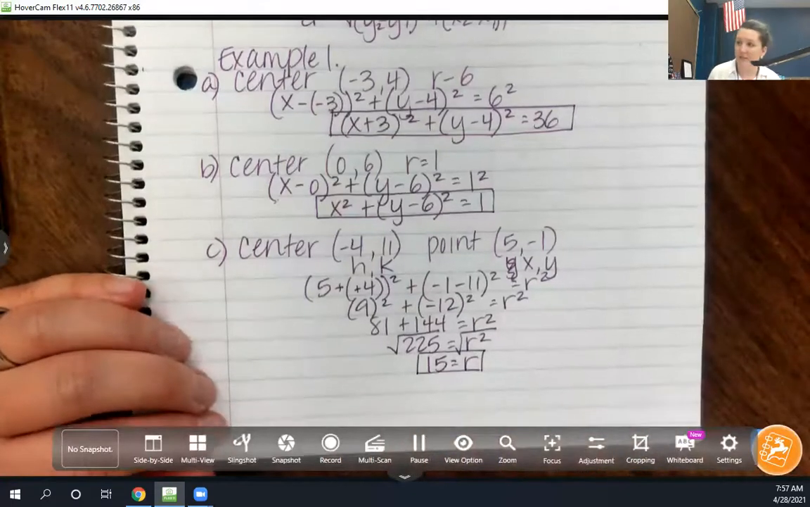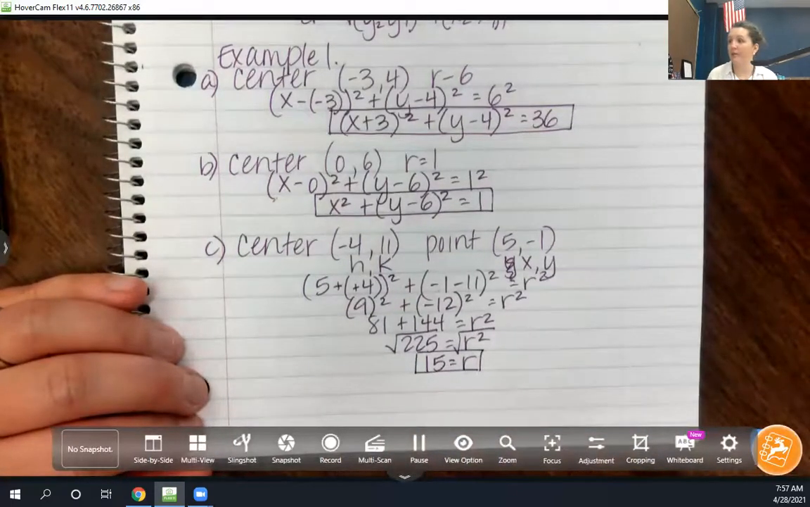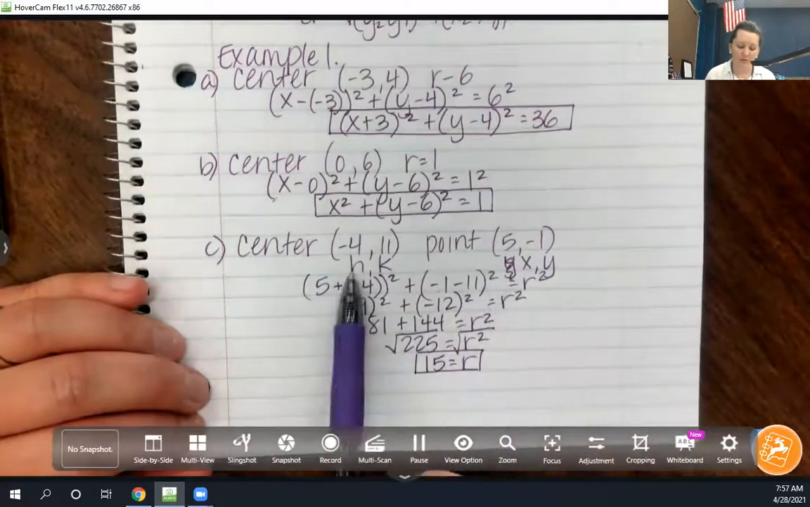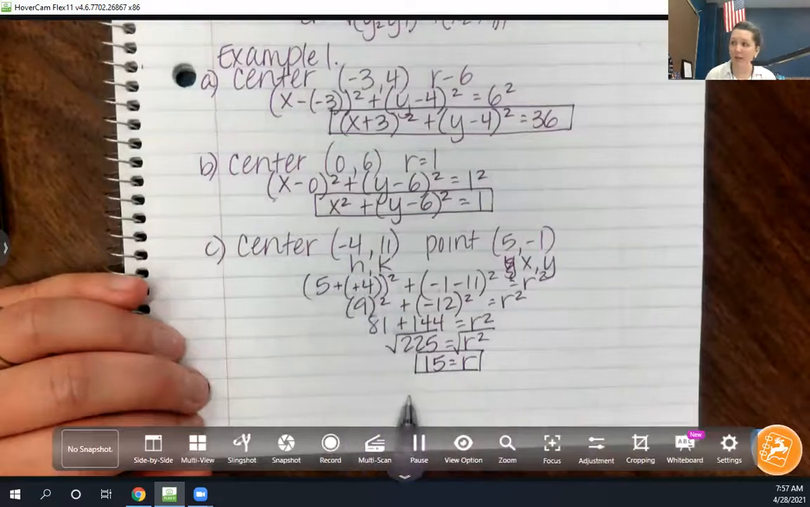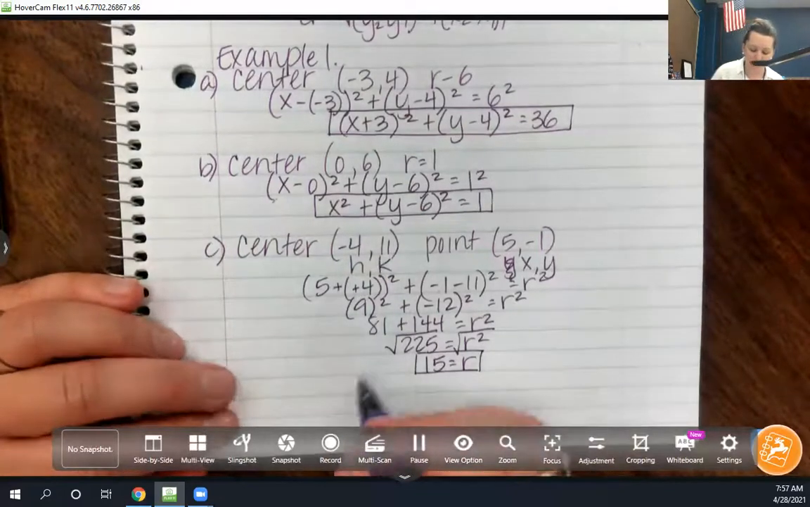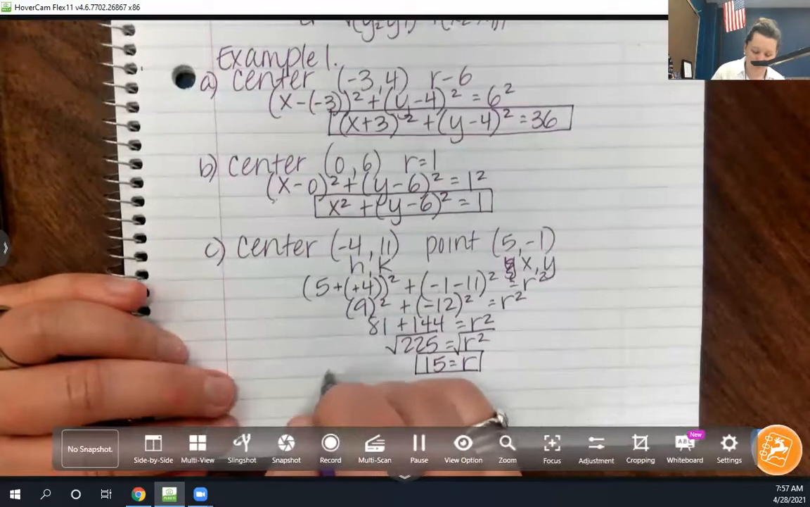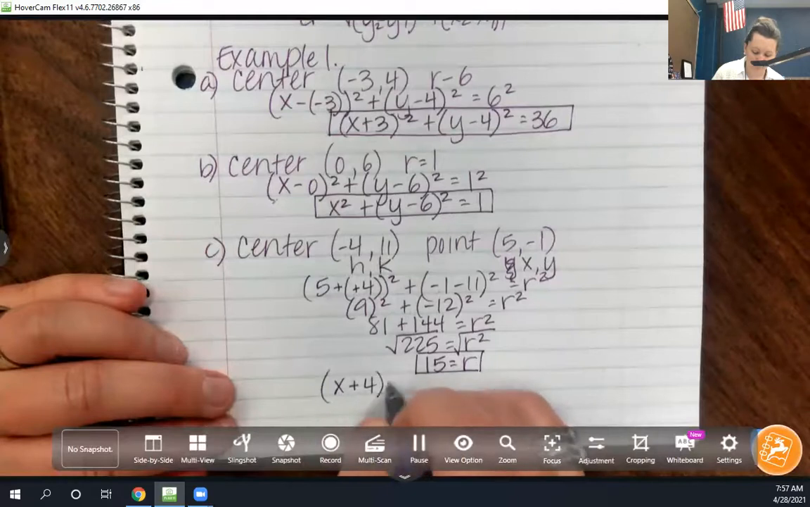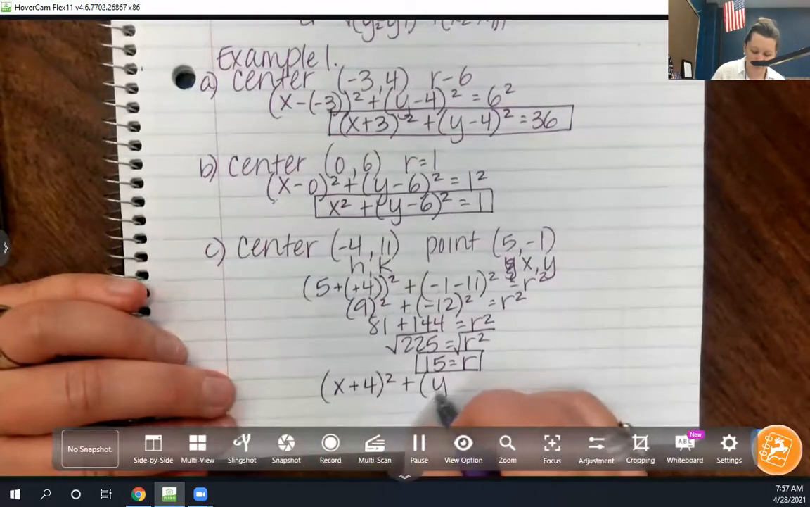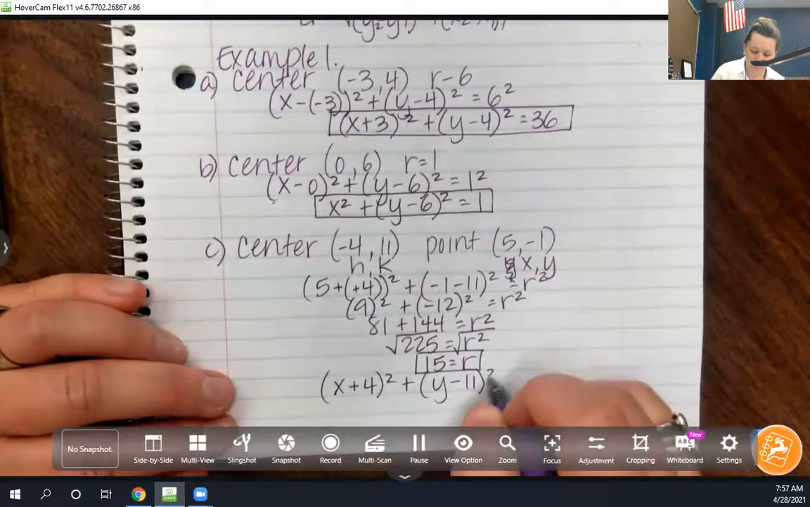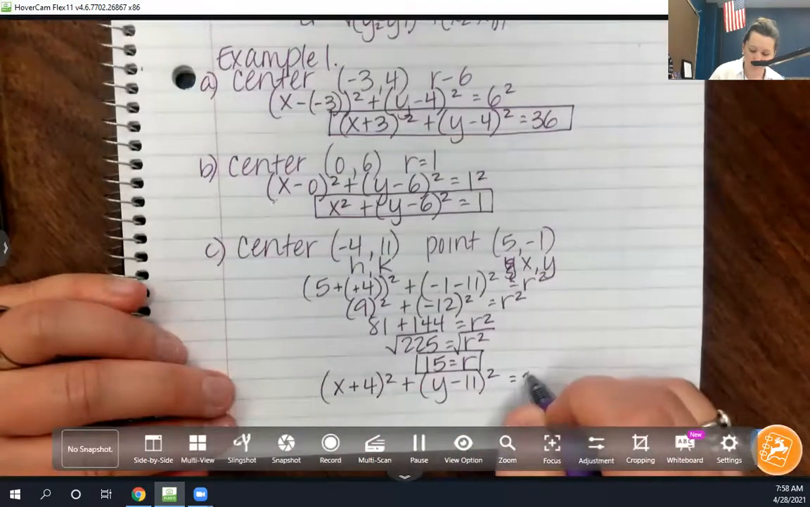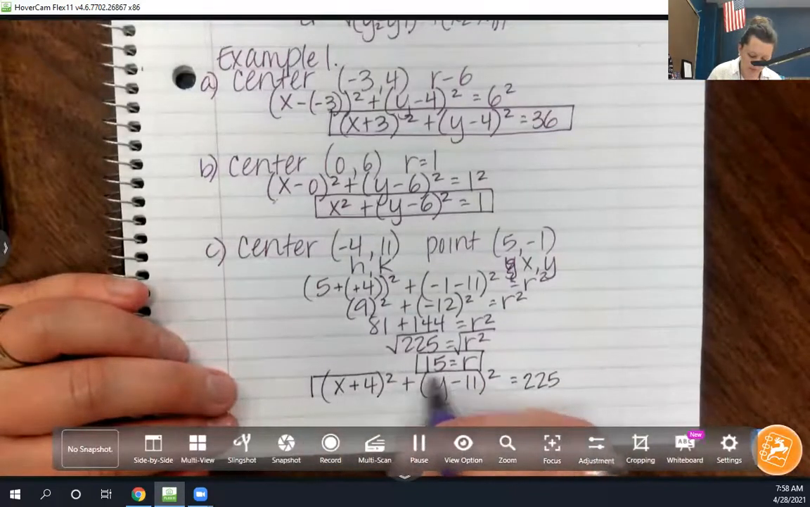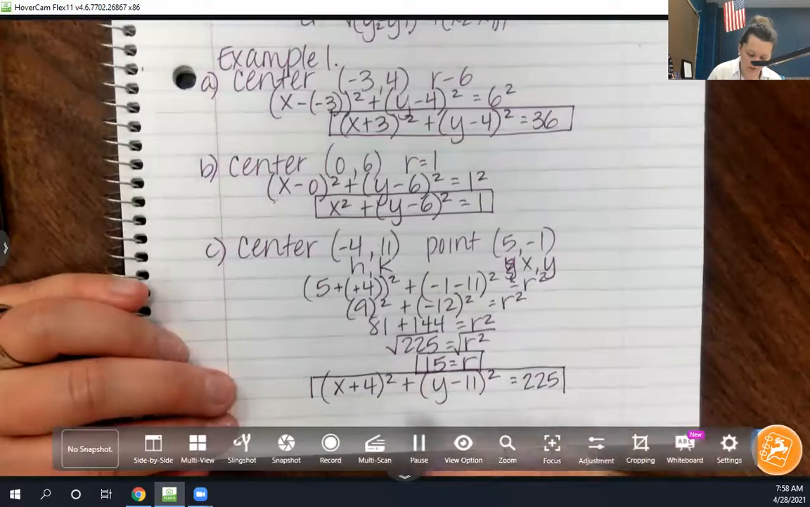So there's my radius, but I want to know what the standard equation is, right? So I'm going to go back. My x and y I'm not going to use this time, but I'm still going to use my h and k and my radius here to write the equation of the circle. So I have x minus -4, which is a positive, plus y minus 11 squared equals 15 squared, which is 225. You can leave it 15 squared if you want to, or write 225. Either way is acceptable.